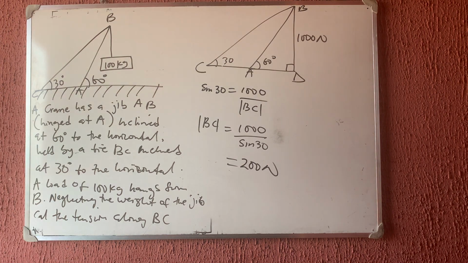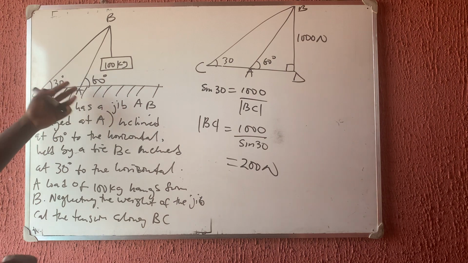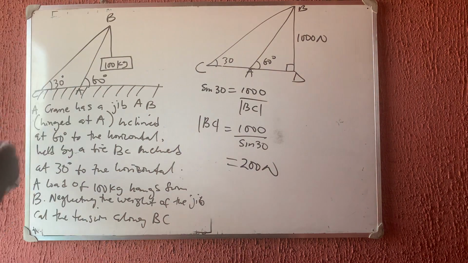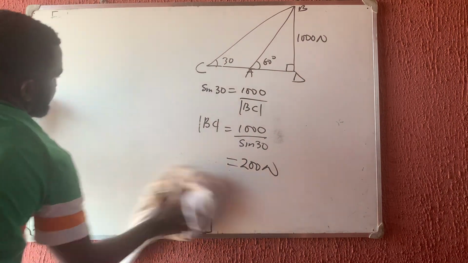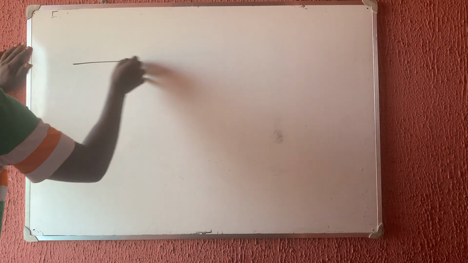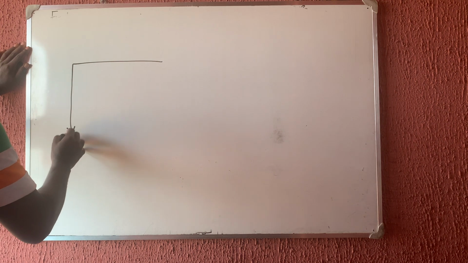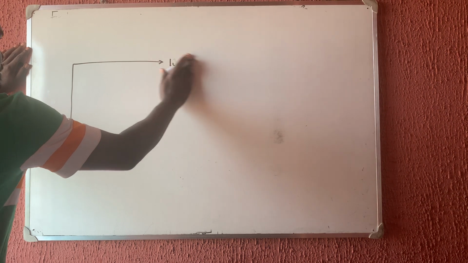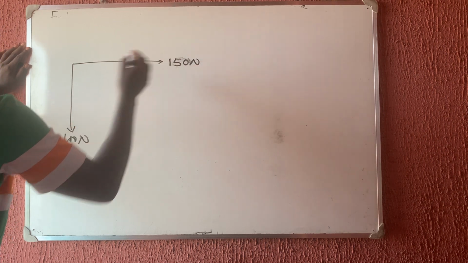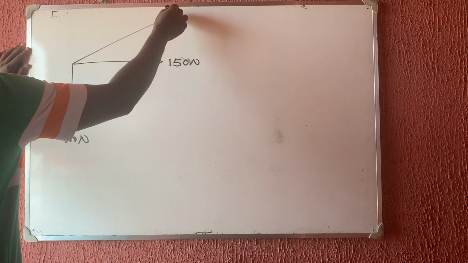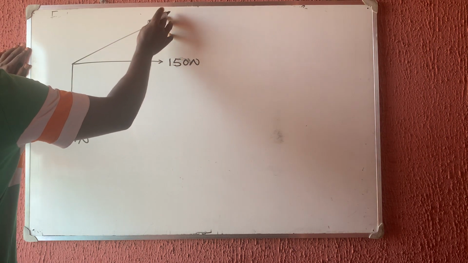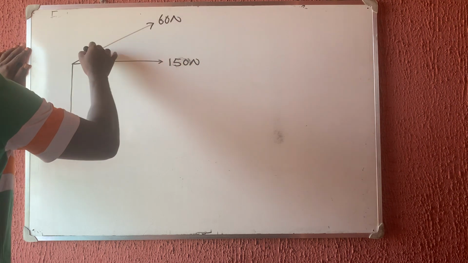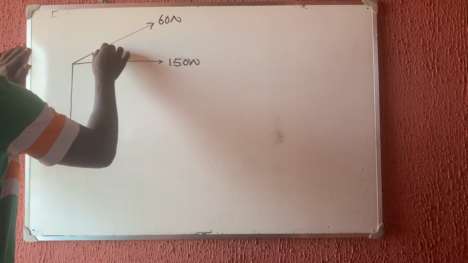I was thinking they would ask us the tension in CA. If they ask us tension in CA, then it will not be a difficult thing to calculate. So that is that. So we'll move to the last question for this particular video and this particular chapter. And this last question gave us something like this. They said that here is 100 Newton and here is 150 Newton. And they say that there is a force here that is 60 Newton and an angle of 30 degrees.